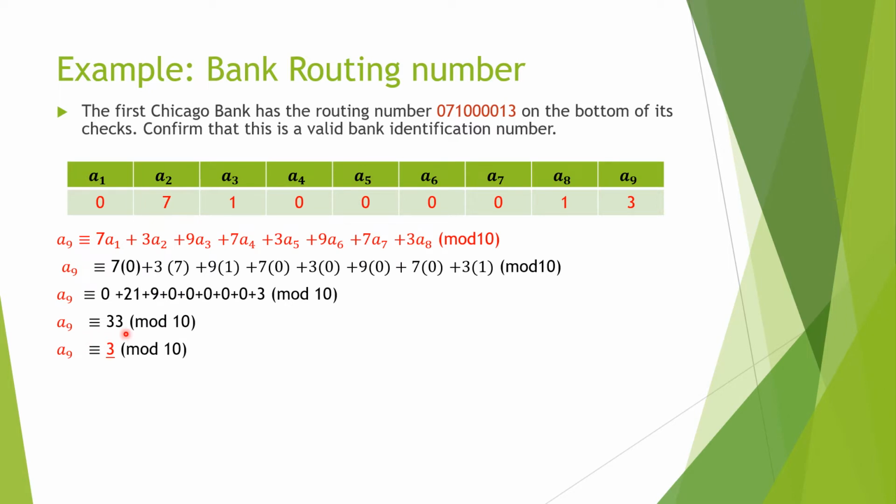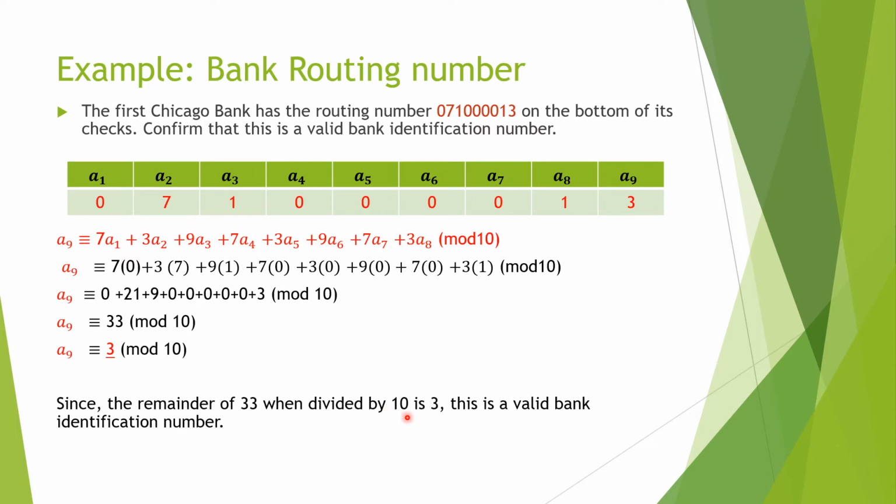So 33 when divided by 10 has a remainder of 3. So our A sub 9 is 3, since the remainder of 33 when divided by 10 is 3. So this is a valid bank identification number, since our given check digit is 3 and we arrive at the same number, which is 3.